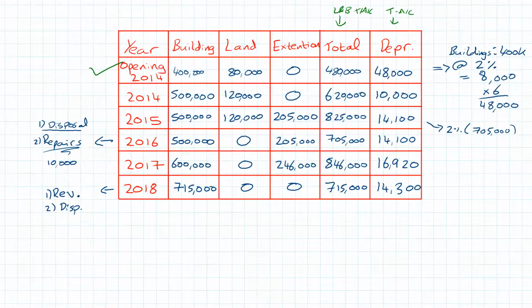Perfect. So now we can tick 2014. So we dealt with our buildings, our land, so our revaluation, and we dealt with our depreciation charge for the full year. That goes to P&L. So in 2015, we didn't sell anything, but we did buy and do an extension for building 3.